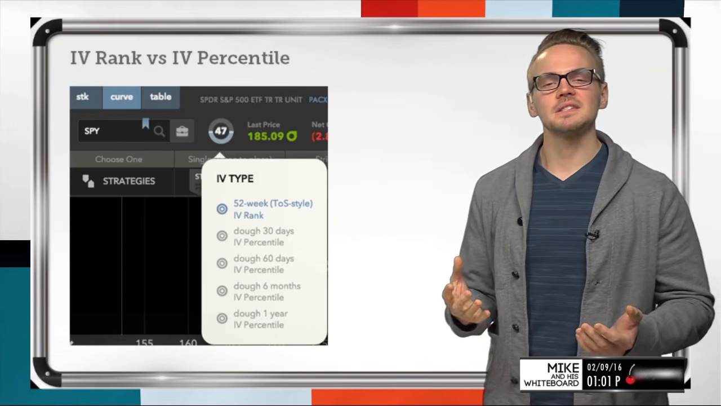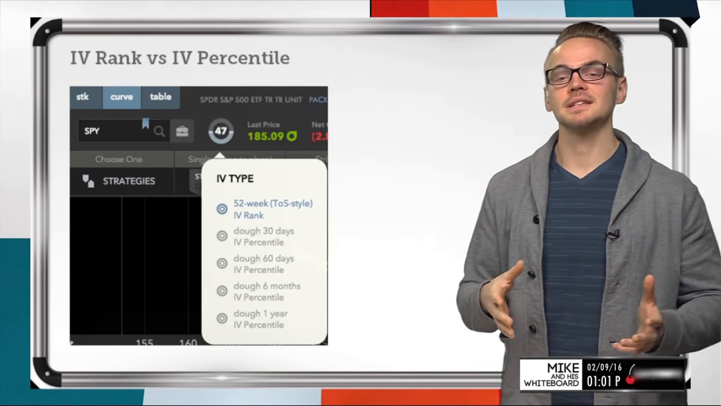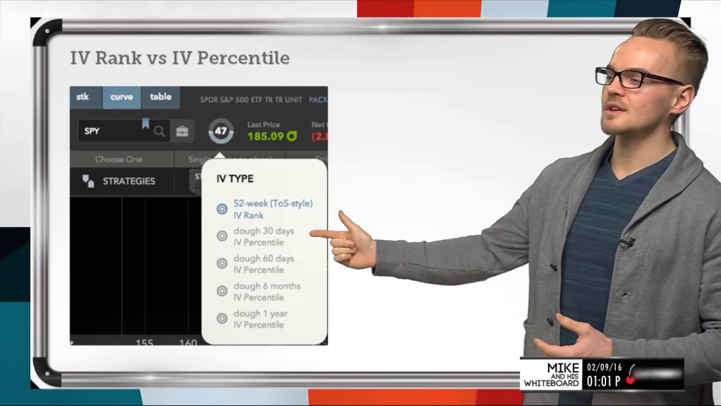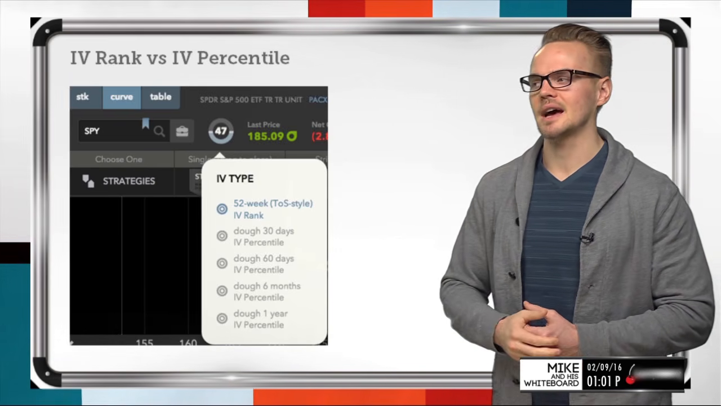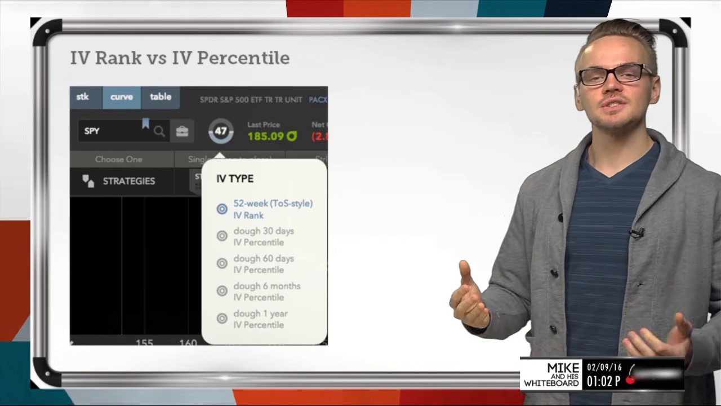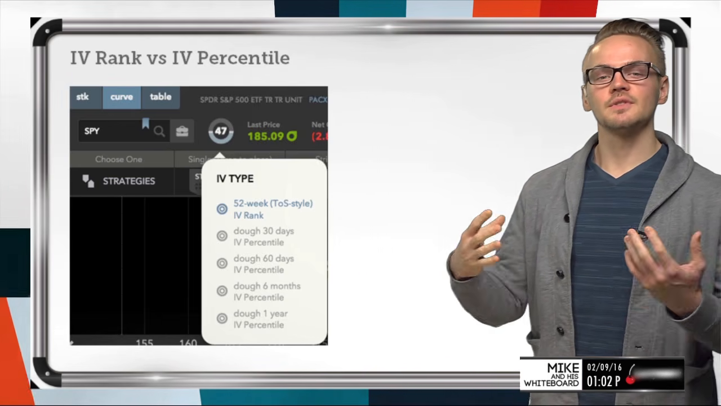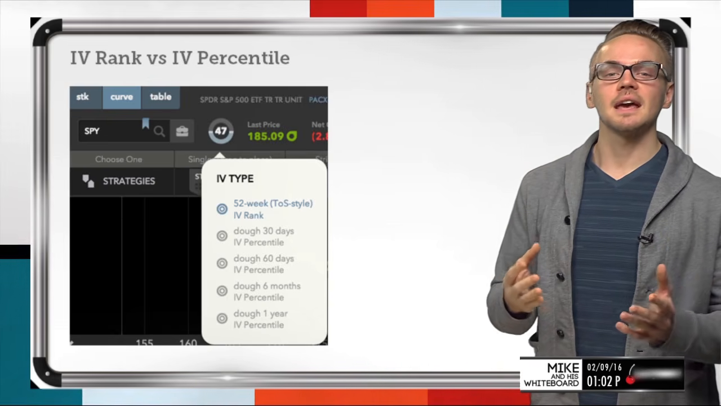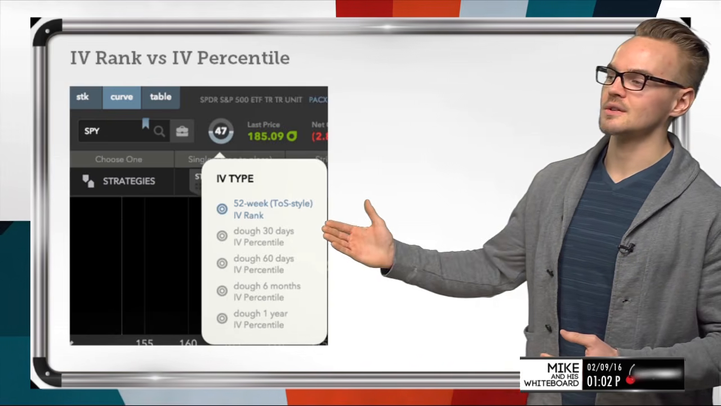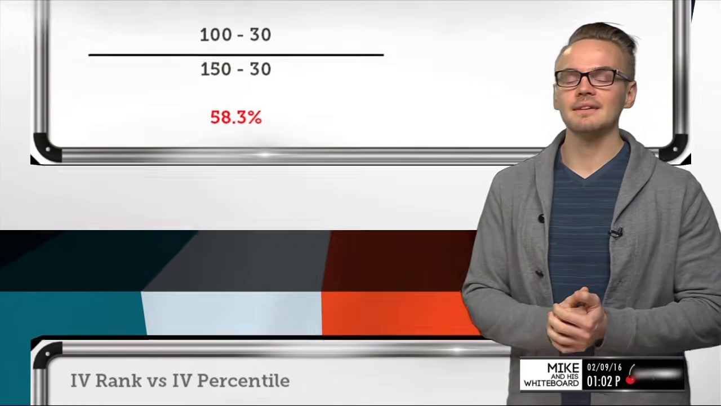Some of you might be saying, well, we use IV rank, what is IV percentile? That's exactly what we're going to break down today. We've got a 30-day, a 60-day, a 6-month, and a 1-year IV percentile selection now. It's just a different way to look at the calculations, another way to visualize and interpret where the implied volatility is in relation to itself over these time frames.